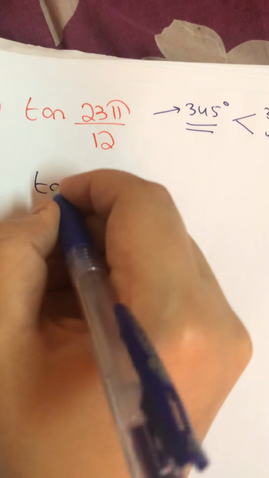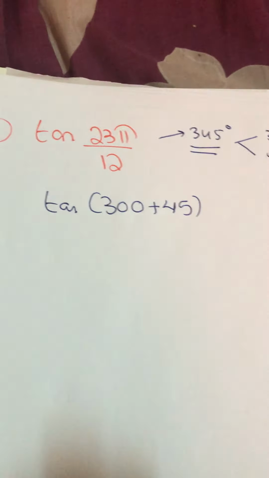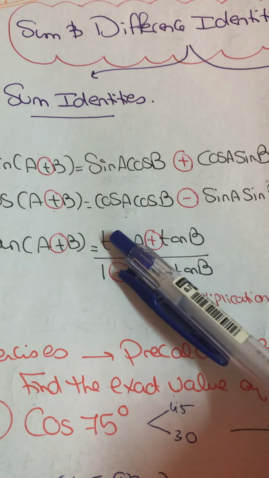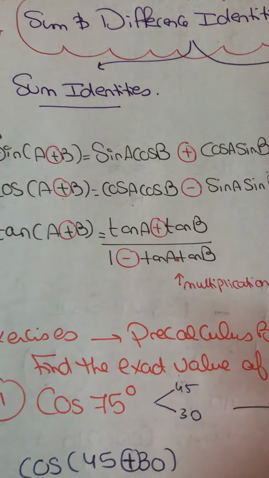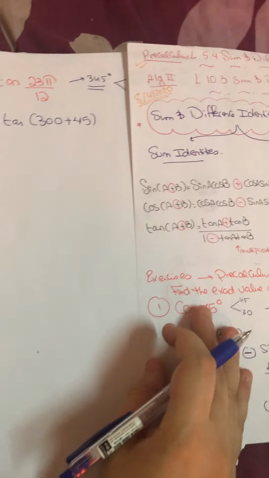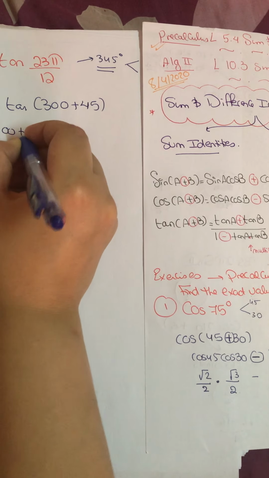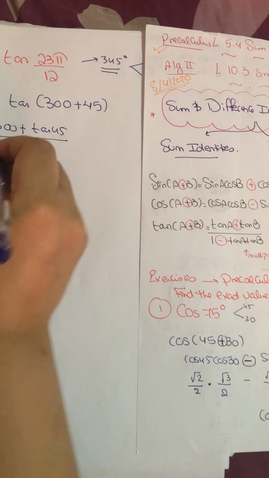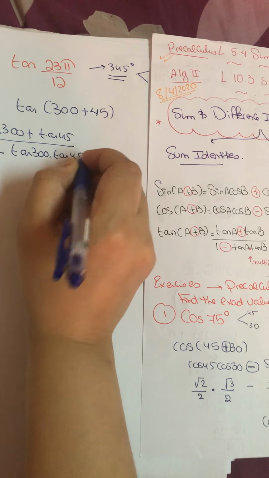So here I have tan 300 plus 45. And what was the rule for tan with a plus? It's tan A plus tan B over 1 minus tan A times tan B. So let me keep it here. So I'm going to put tan 300 plus tan 45 all over 1 minus tan 300 times tan 45.